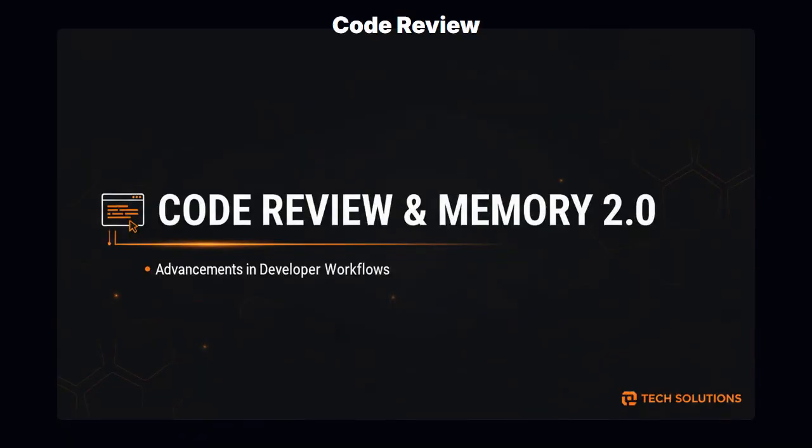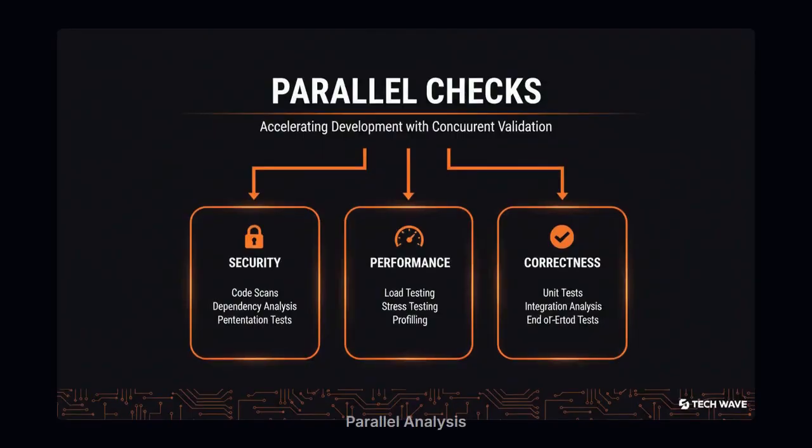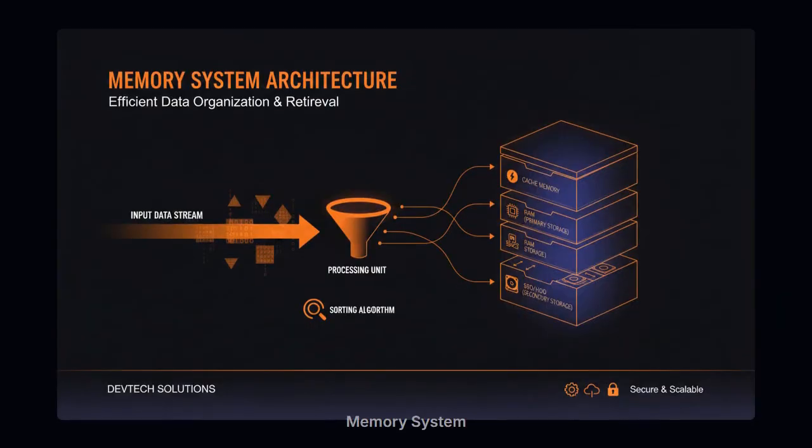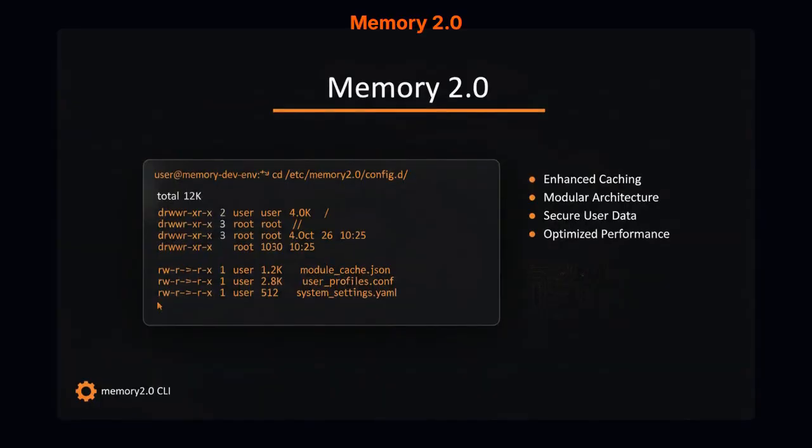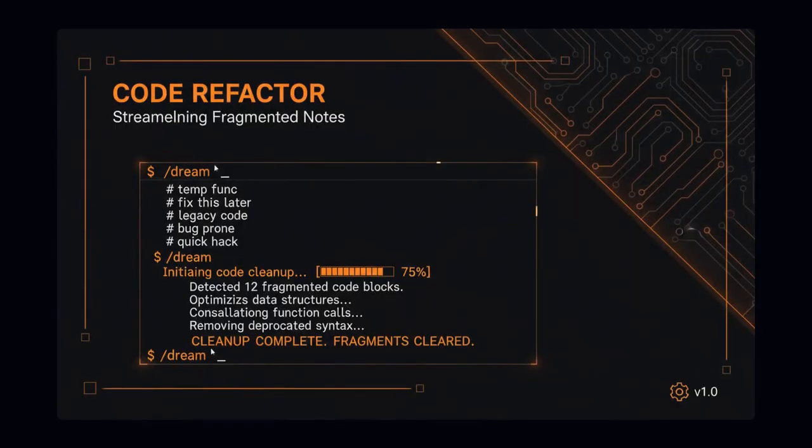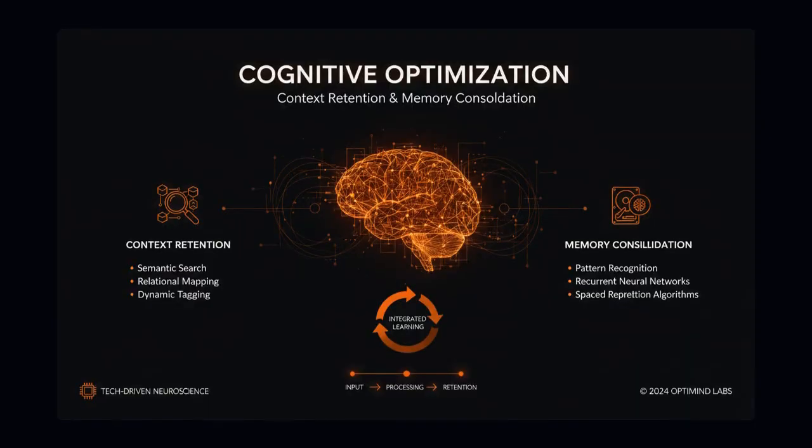For enterprise and team users, Claude Code now offers a robust multi-agent code review system. It spins up parallel sub-agents to analyze your pull requests for security, performance, and code correctness simultaneously, functioning like a senior engineering team. Alongside this, the memory system fundamentally upgrades how the AI retains information with Memory 2.0.